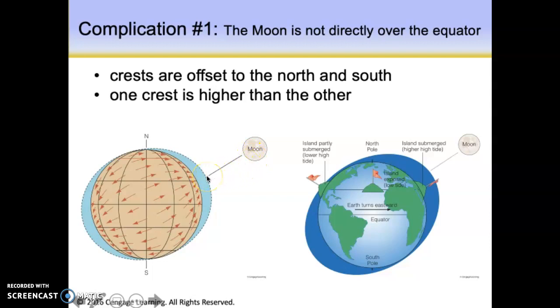And again, this is because the moon is not directly over the equator. Our crests are offset. One is offset to the north and the other to the south. And the position of the moon with respect to the equator changes over the course of the year. So sometimes it's north of the equator and sometimes it's south. Only when it's directly on the equator would you get two equal tides. So that's complication number one.